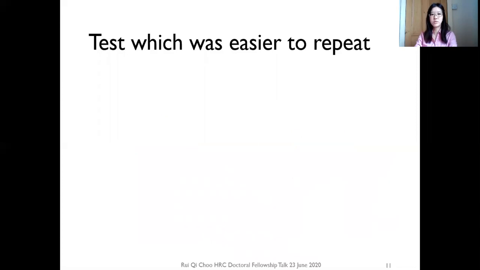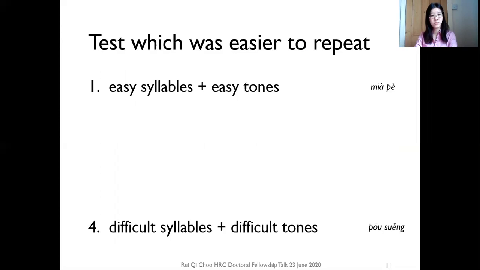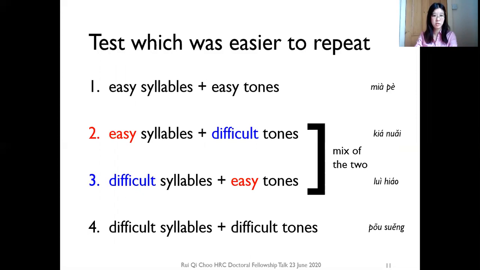For these conditions, 2 of them included easy syllables with easy tones and difficult syllables with difficult tones. As expected, words which are easy on both counts were said the most accurately, and difficult ones least accurately. So words like 咪阿伯 were said more accurately than 风水. What's interesting were the 2 mixed conditions in the middle.